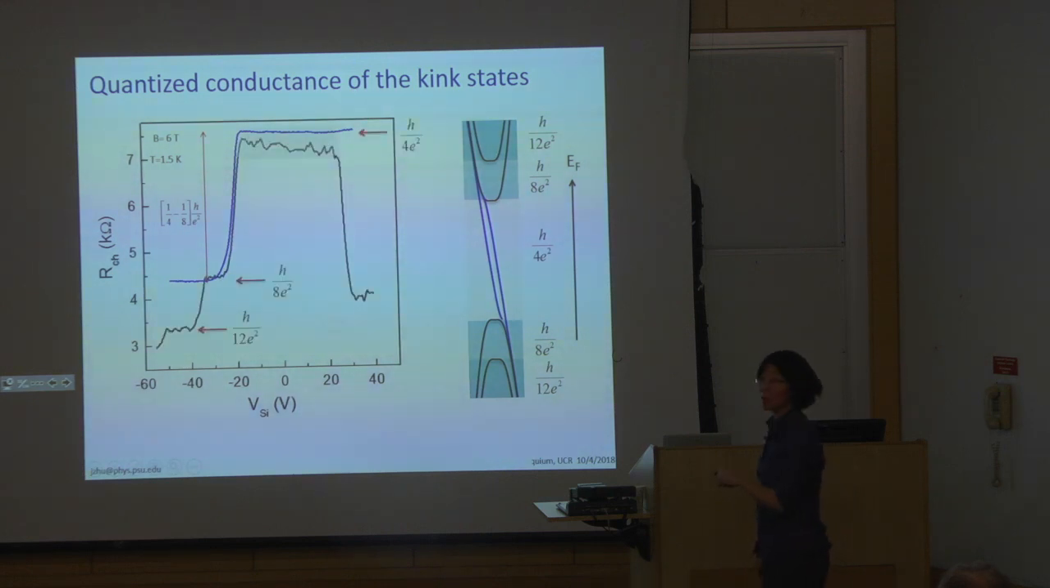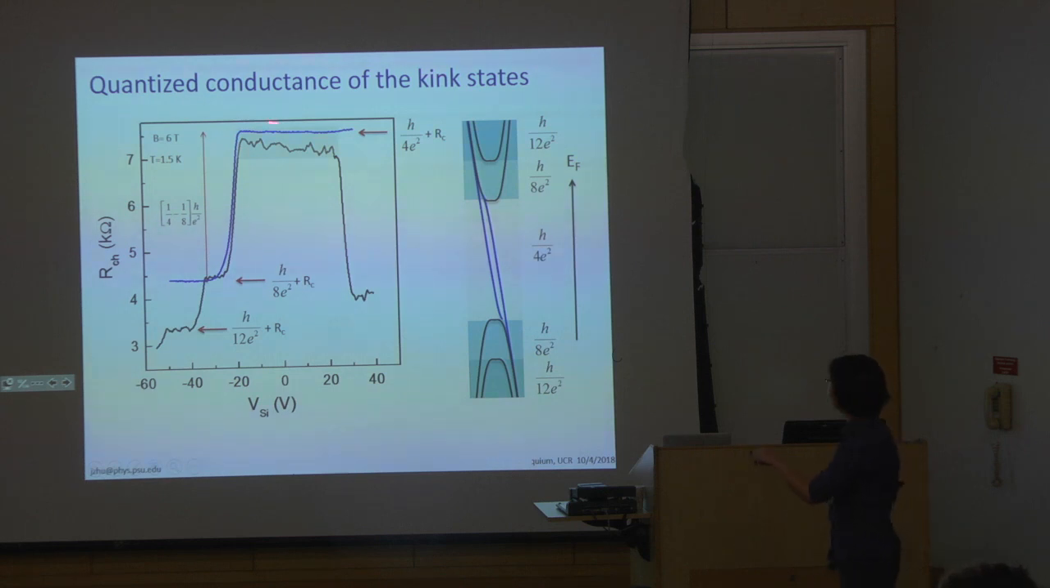There's a different device over here. You see more plateaus, h over 12, h over 8, h over 4, and then on the other side, another step. So these plateaus correspond to the conduction inside the gapped area, and that is roughly 4e squared over h, or resistance h over 4e squared. So this is the reason that we are calling this quantum valley Hall effect.